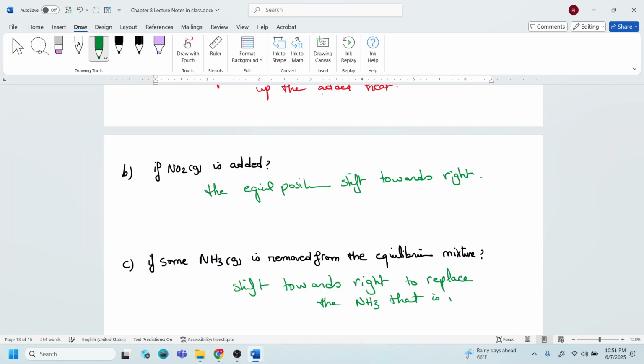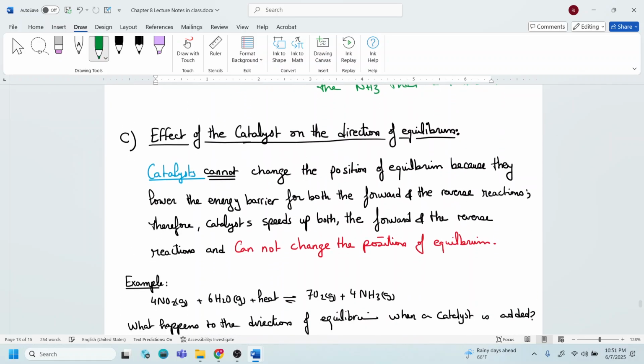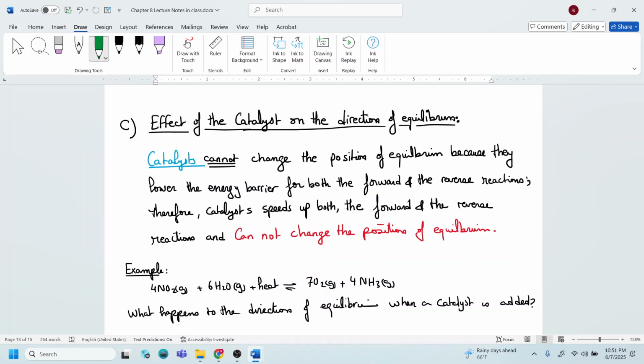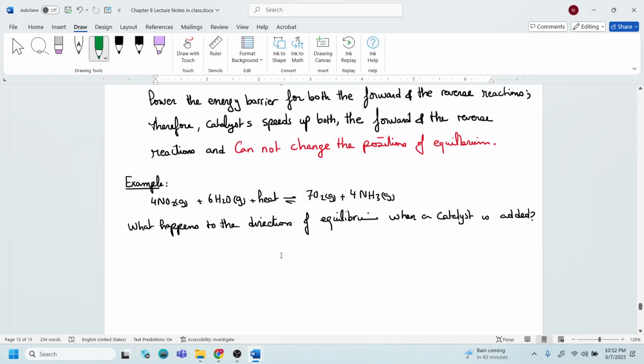Okay? The effect of the catalyst. The catalyst does not change the direction of equilibrium. The catalyst only speeds up the reaction. So whether you increase the concentration of the catalyst or decrease it, it really doesn't matter. The catalyst speeds up the reaction, but it does not change the position of the equilibrium. So the position of the equilibrium remains the same.